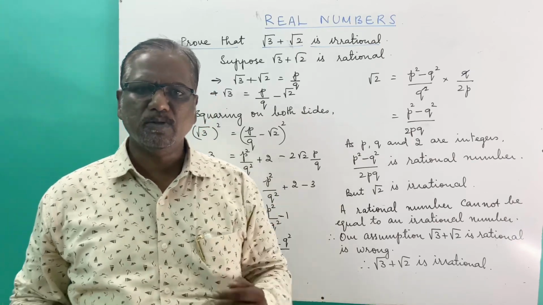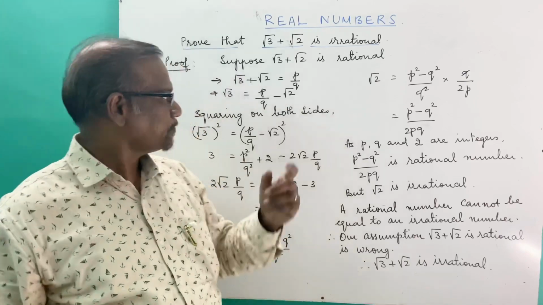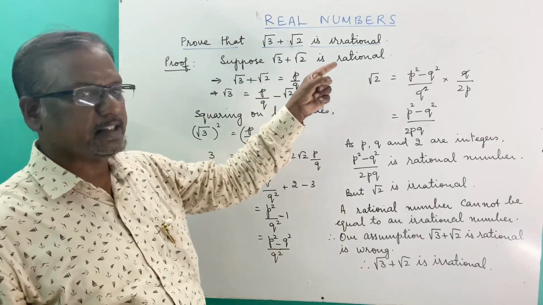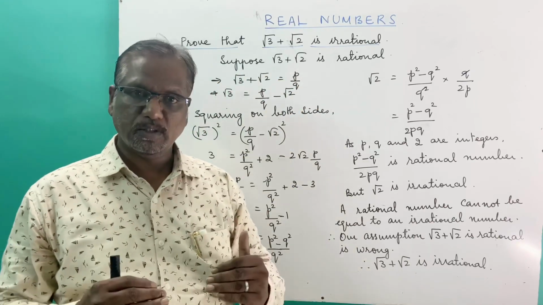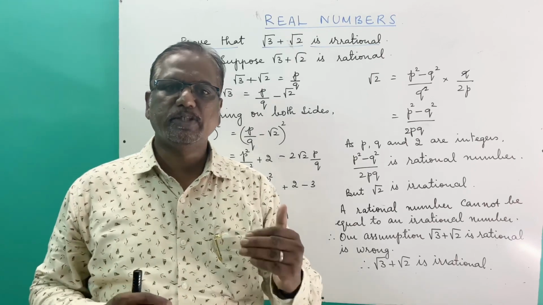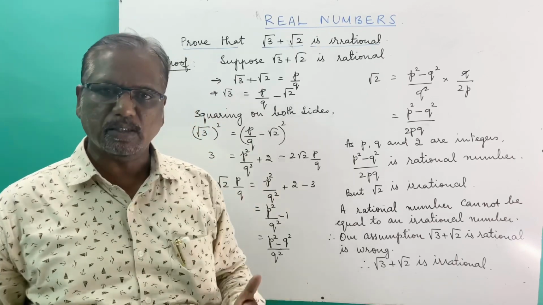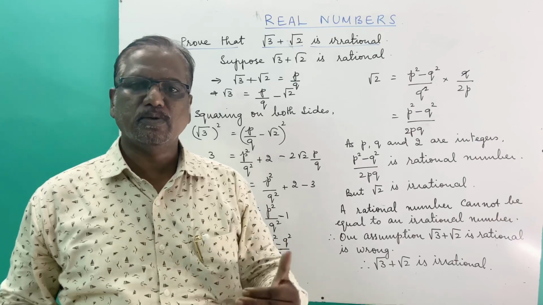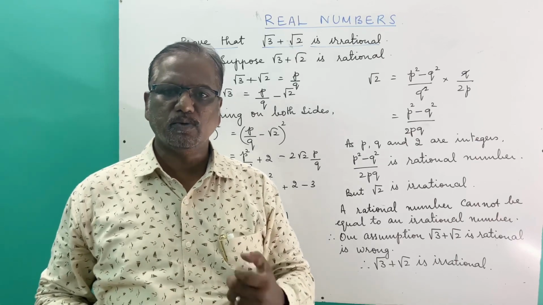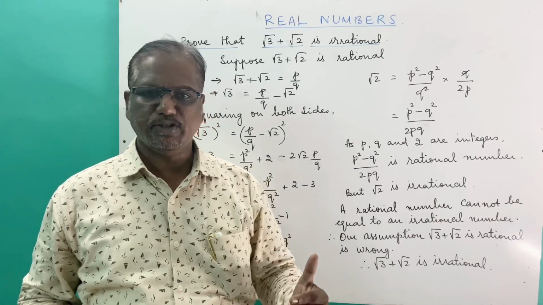This has happened because we have assumed root 3 plus root 2 is rational. Therefore, our assumption that root 3 plus root 2 is rational is wrong, and hence we conclude that root 3 plus root 2 is an irrational number.